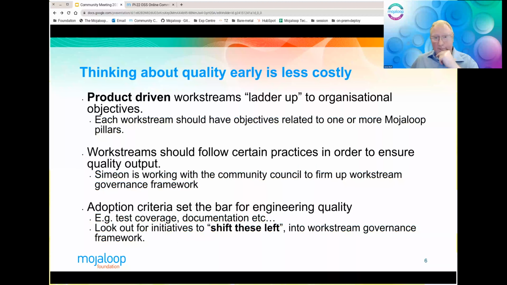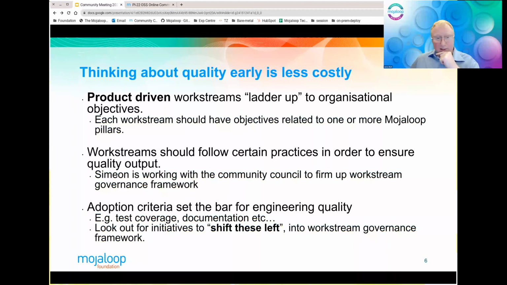Product-driven work streams should ideally ladder up to our organizational objectives. It's important that the work we do has some clear link to an objective of the Moduloop project, be that trying to make adoption easier by adding features or simplifying deployment patterns, for example. When you're working in a work stream, you should be able to draw a clear line in your mind from the day-to-day work you're doing to those high-level organizational objectives. Paul's going to talk more about how we're planning to make that easier going forward.